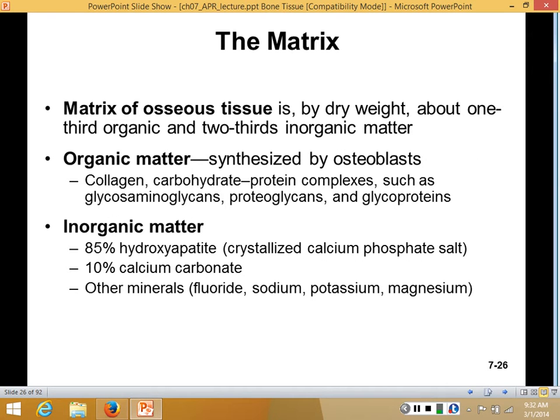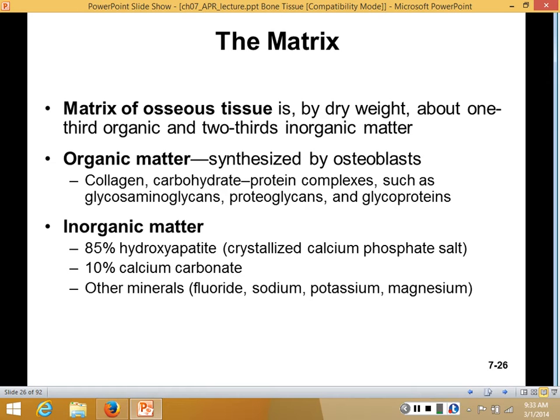So you have your organic matter, guys. Your organic matter has a polymer and a ceramic, okay? The polymer, guys, is collagen. Remember that collagen is the most abundant of the organic matter, and it's synthesized by your osteoblast. And then you have these other components, the protein complexes. The main component, really responsible for making the bone hard, is of course hydroxyapatite, which is 85% of the inorganic matter.